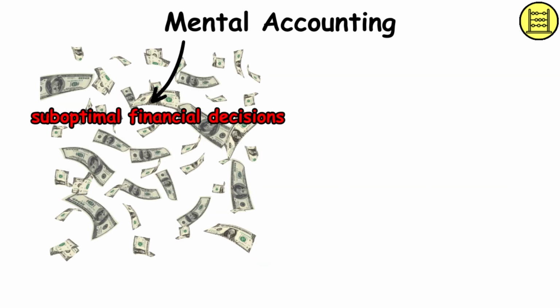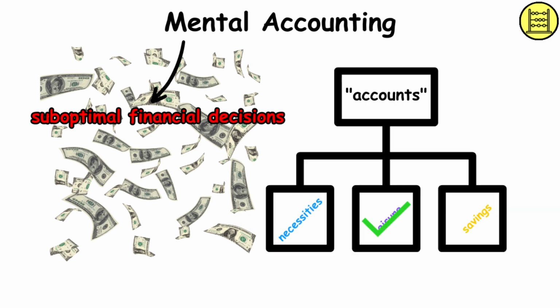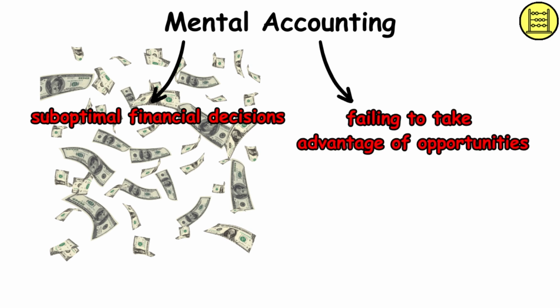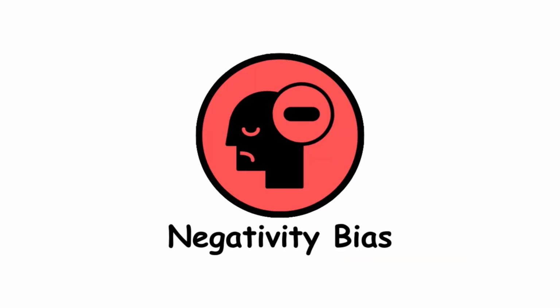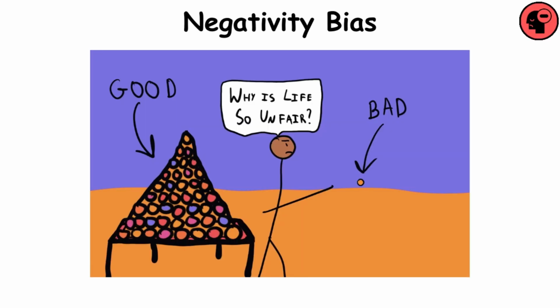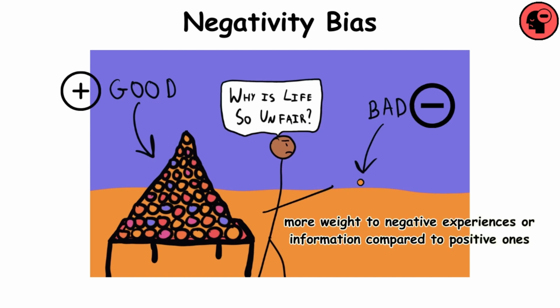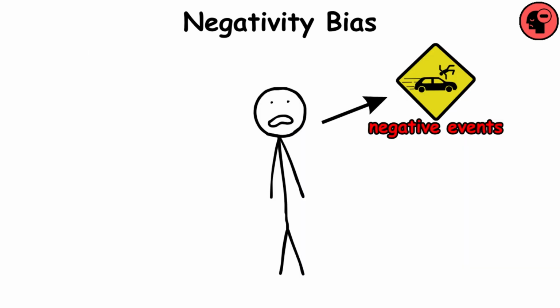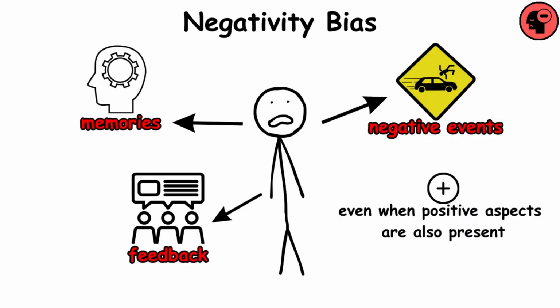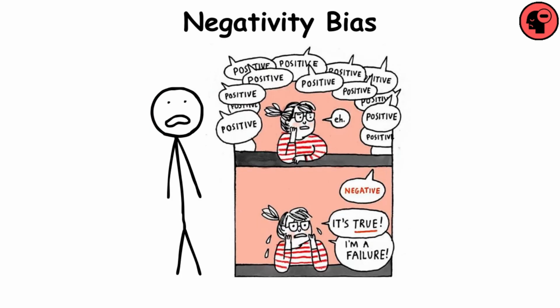Mental accounting can lead to suboptimal financial decisions, such as overspending in one category while neglecting others, or failing to take advantage of opportunities to maximize utility. Negativity bias. Negativity bias is a cognitive bias where individuals pay more attention to and give more weight to negative experiences or information compared to positive ones. This bias can lead people to be more affected by negative events, memories, or feedback, even when positive aspects are also present.